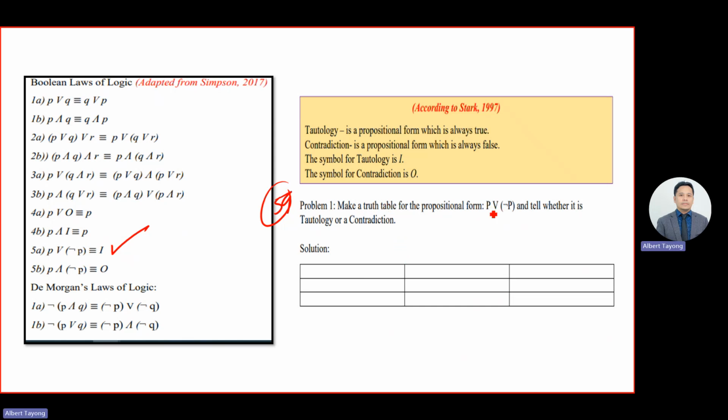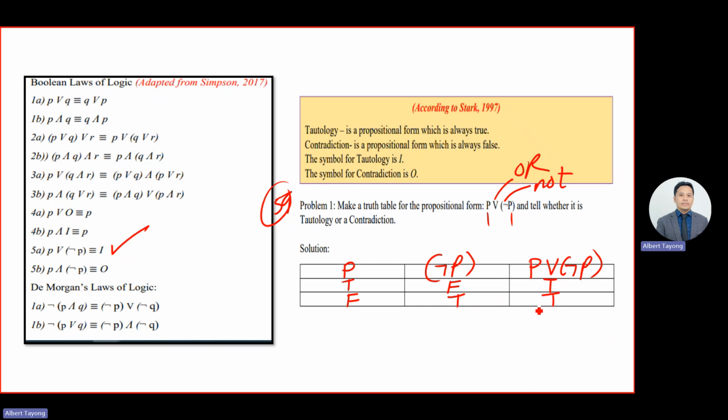So there is only one letter here. P is repeated. This is not a letter, this is or, and this is not. So we have only one letter. There are two possibilities, true or false. And the second is not P. So not true is false, not false is true. P or not P, the final one: true or false is true, false or true is also true.